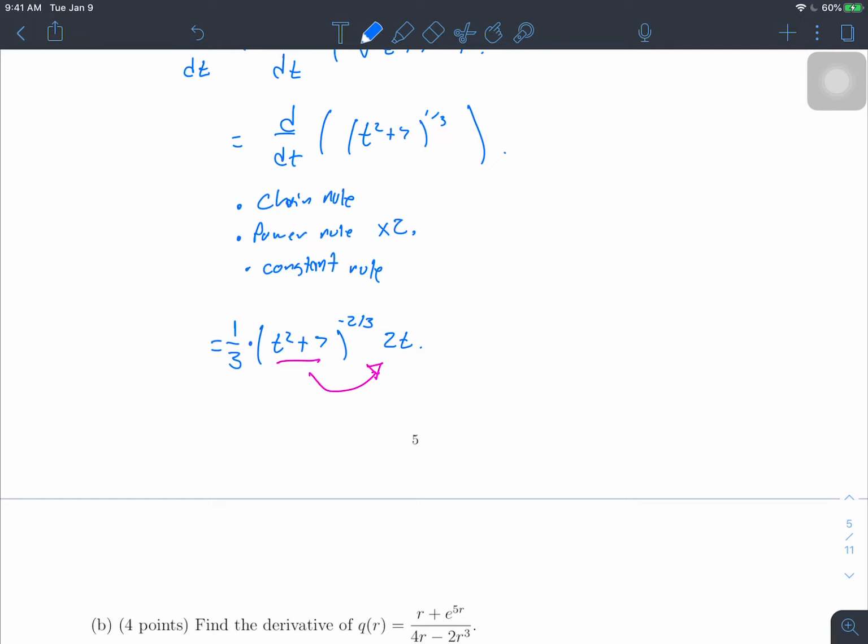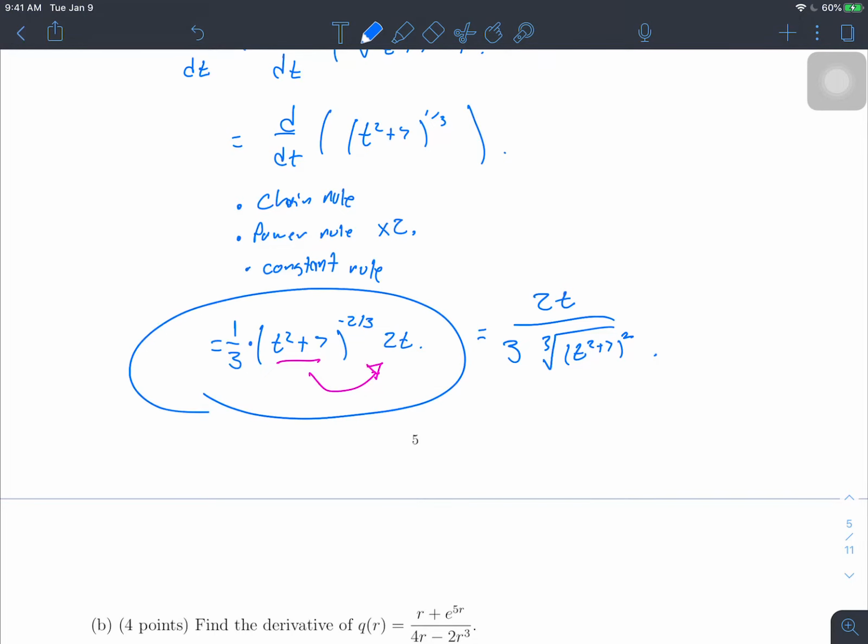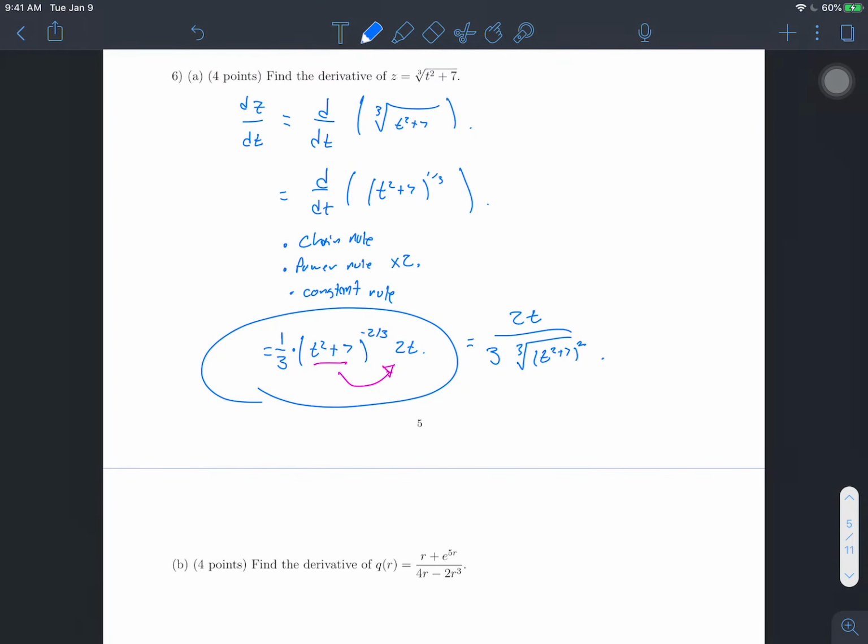dt. I suppose you could write this in a slightly more concise way, maybe 2t over 3 times the cube root of t squared plus 7 squared, something like that. But you can just leave it like this on your exam, and I'll accept that. Okay.